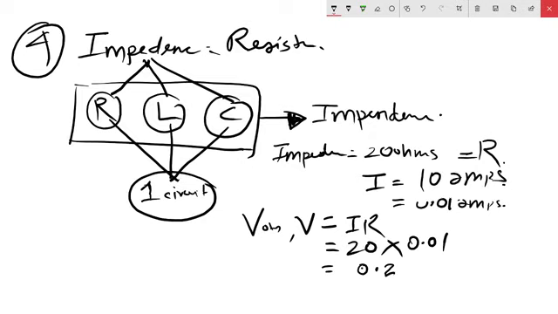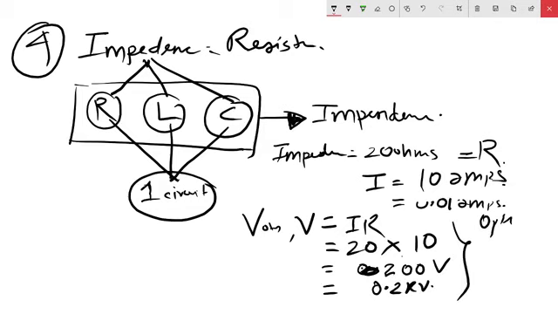So 20 ohms is already there, so just put 10 amperes here. This will give you 200 volts. If you convert it into kilovolts, it is 0.2 kilovolt. Why I'm converting is because in the options you have 0.2 kilovolt, so that will be the right answer for this.